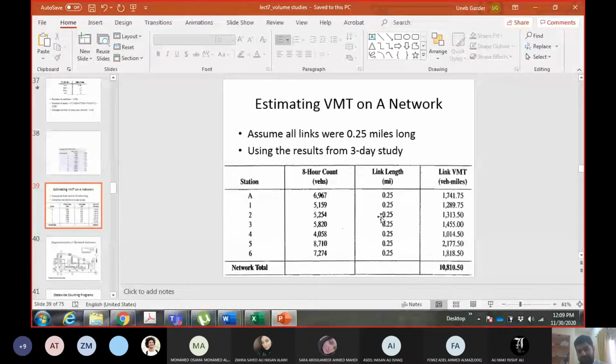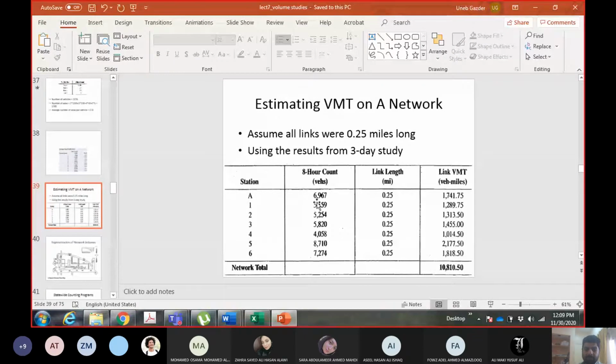Okay, and just hypothetically, just by chance, they are saying every link has the same length. Link meaning the segment. So all stations are on segments which have this much length. This is just by chance. This is not a practical example. This is hypothetical, because practically each one will have its own length. All segments cannot be of the same length. But just for the sake of this example, they are saying every link and segment has the same length, which is 0.25 miles.